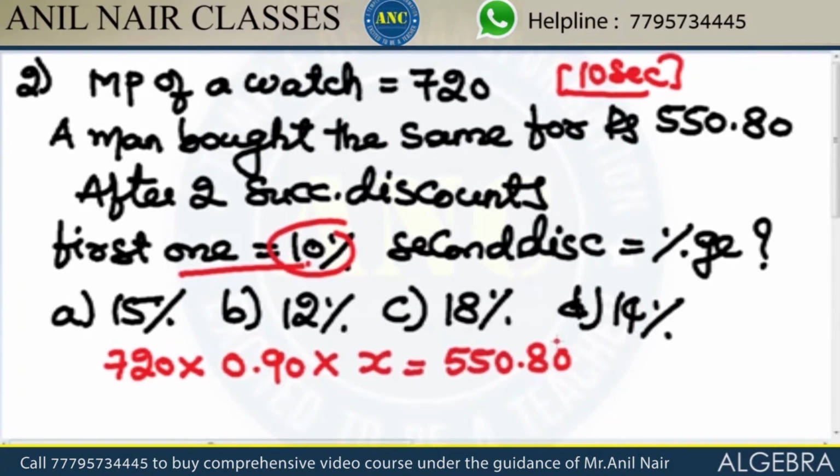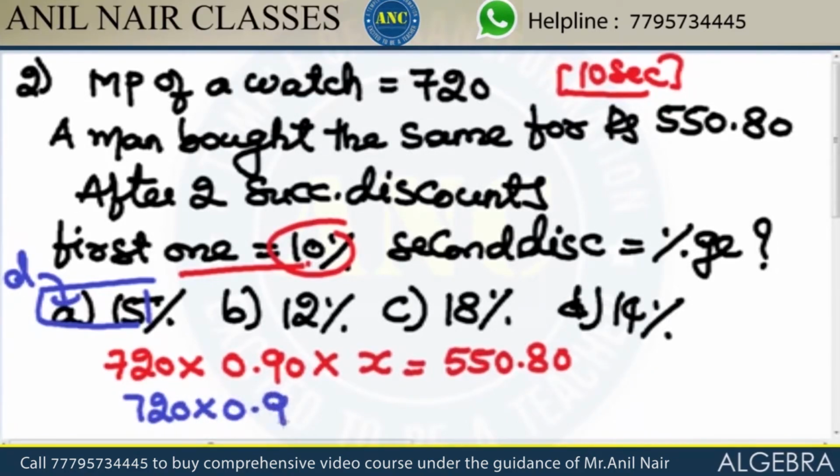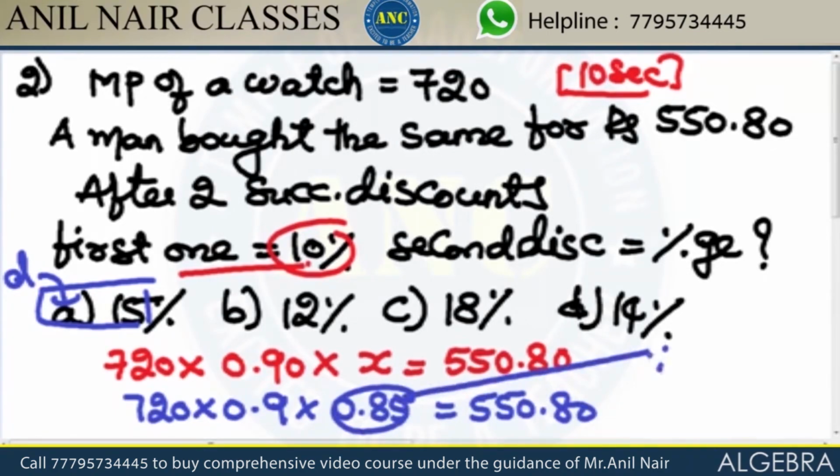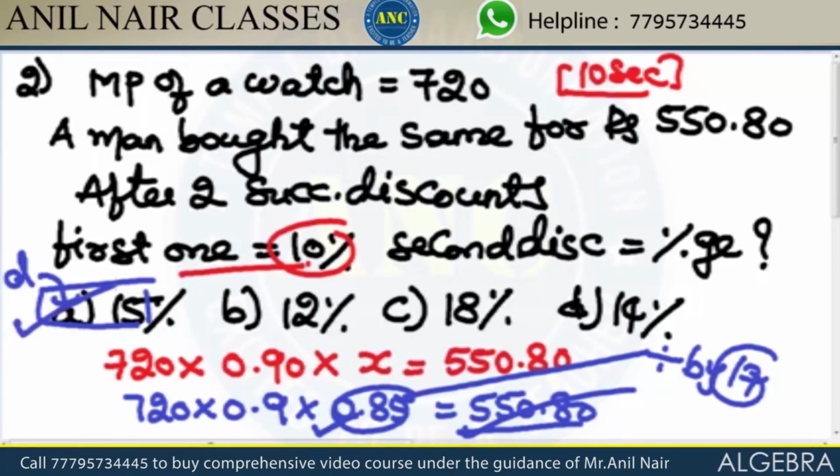Beta, see here, listen carefully. If the discount is 15%, this value will become 720 into 0.9 into 0.85, equivalent to 550.80. 0.85 is divisible by 17. 17 5s are 85. If this is divisible by 17, this should be divisible by 17. 17 3s are 51. 17 2s are 34, 68. It is divisible by 17.